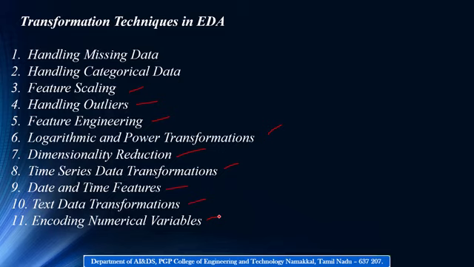Here we are just giving the list. In our course, we are studying some of the transformation techniques. For example, how to handle missing data, handling categorical data, scaling, outliers, features, and logarithmic and power transformation we are studying, I think in lecture number 3 or 4. Time series we are studying in the last lecture, lecture number 5. So many transformation techniques are covered in this subject.